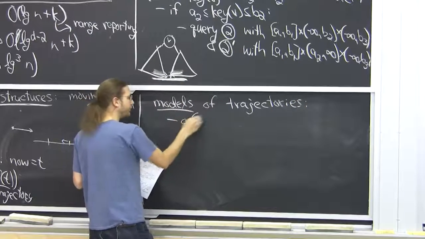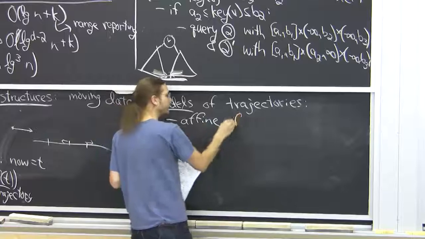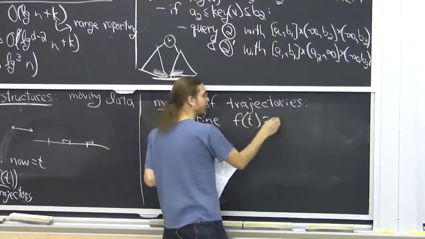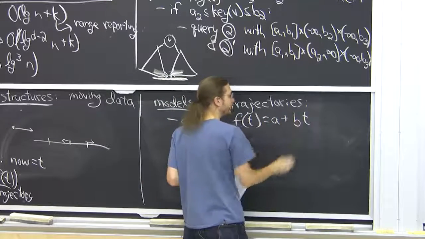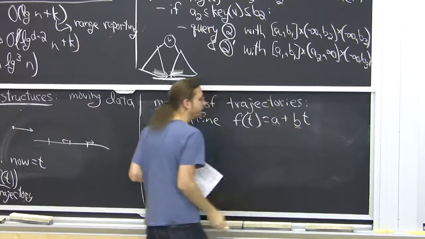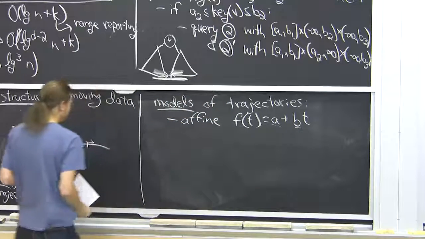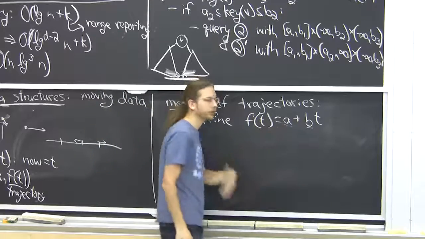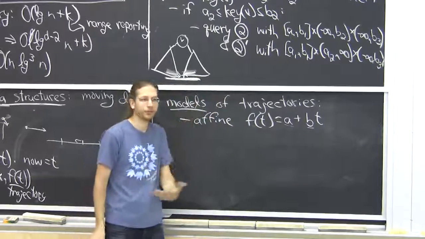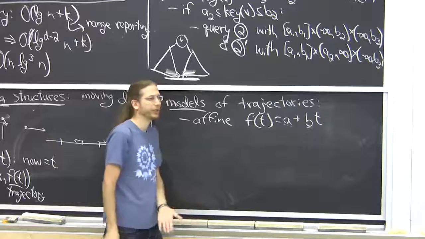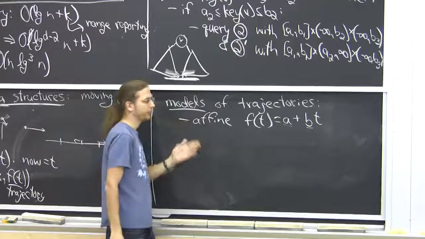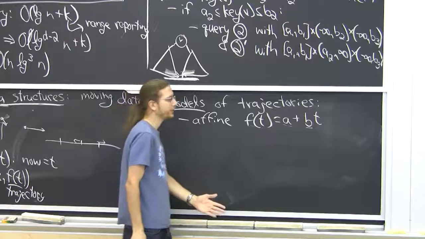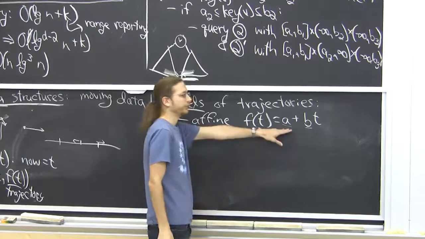The simplest one would be affine. F of t equals a plus bt. A and b here would be points in d dimensions, or just values in 1 dimension. The motivation is maybe you have cell phones or cars or something. You have some current estimates on which way they're going and at what speed. Then this would be the simple model.